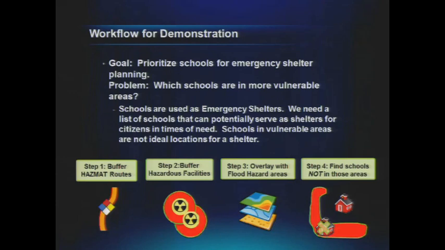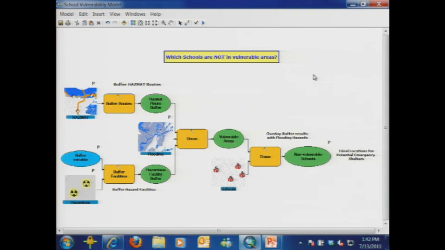Okay, so this is our scenario for today, and this is really what we're going to be working on throughout the rest of the workshop, creating a model to find these potential schools for our shelters. I just wanted to give you an overview of what that looks like, and an idea of the final model. It does a few different things. We have four specific tools in here.